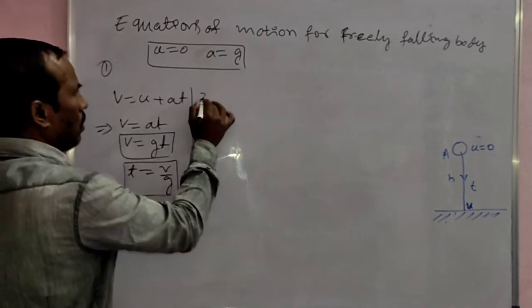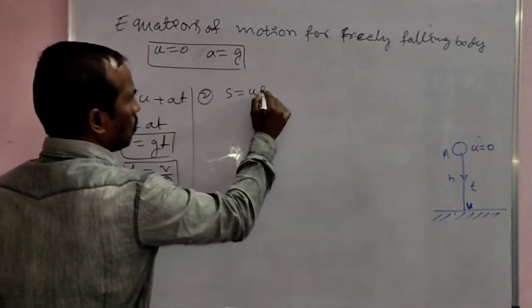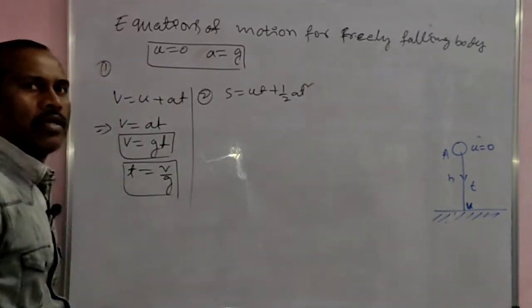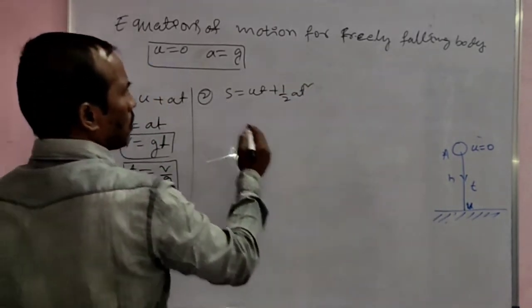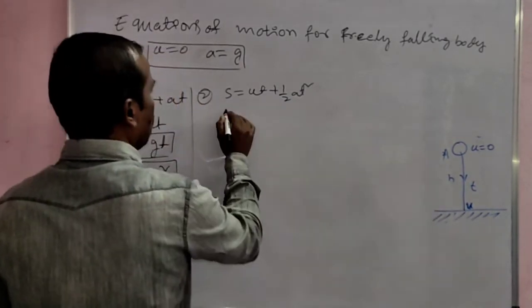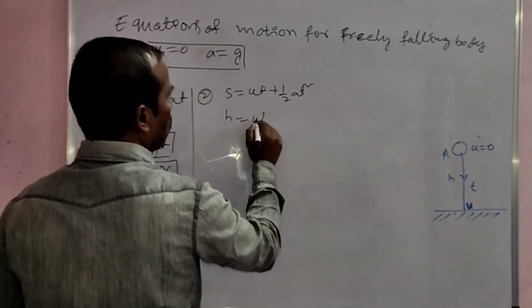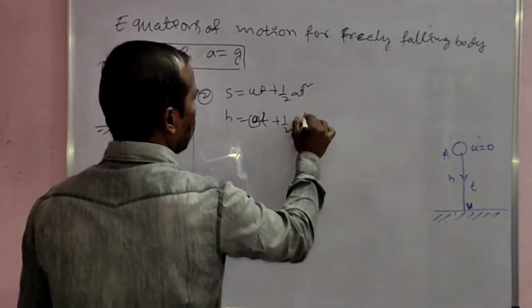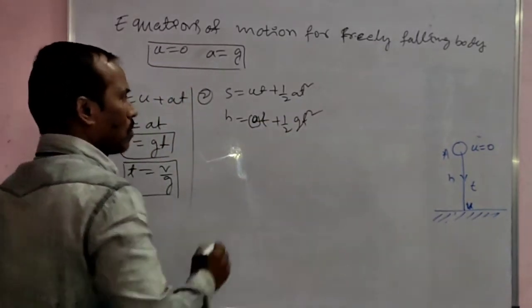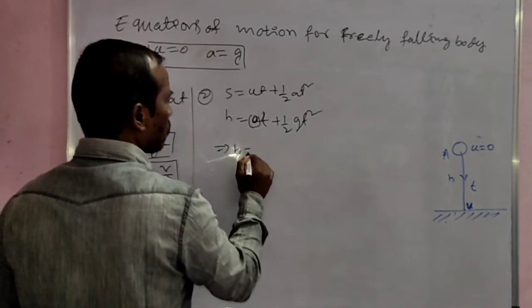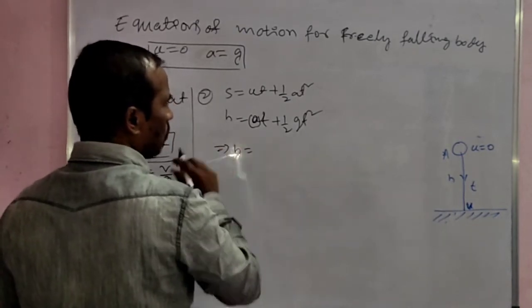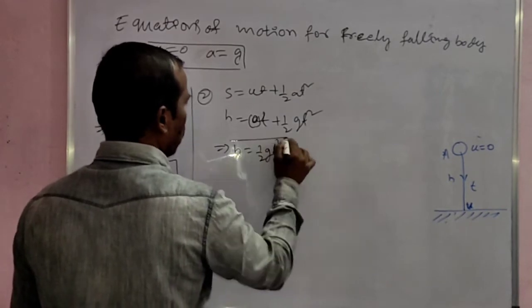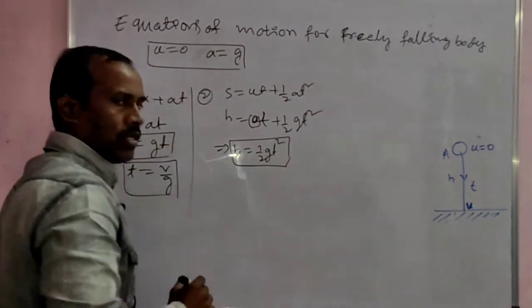Next equation, the second one: s is equal to ut plus half at square. Here s means h. So h is equal to ut, which is 0 since u is 0, plus 1 by 2 a t square, with a equal to g. So it simplifies to h is equal to 1 by 2 gt square.